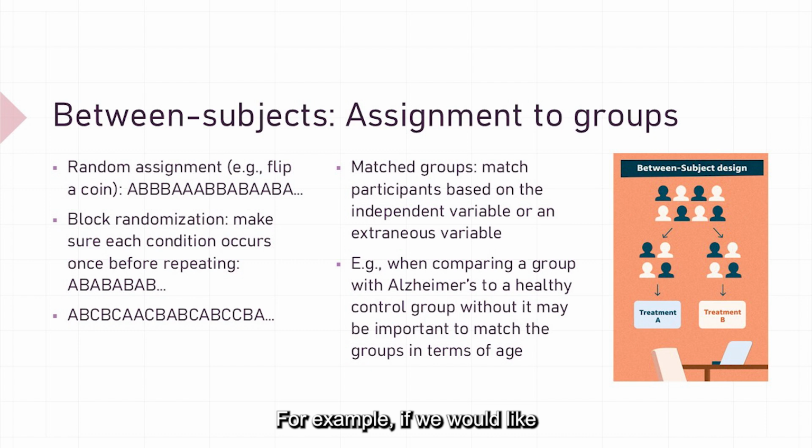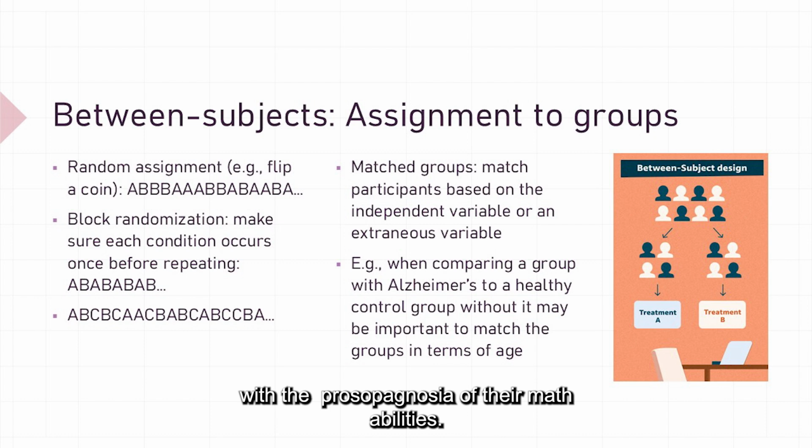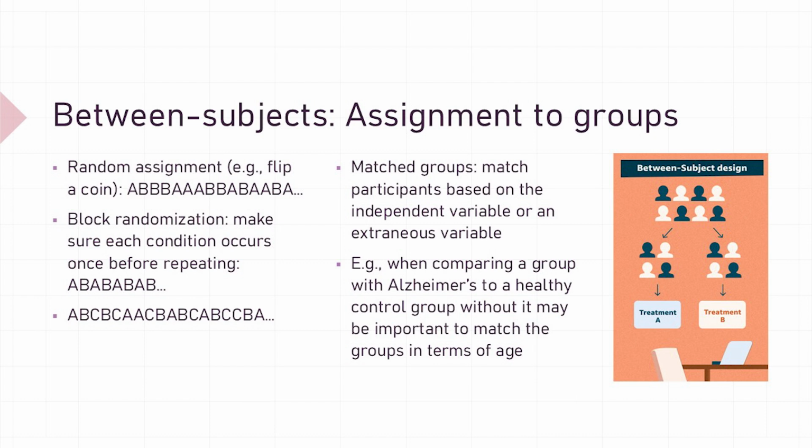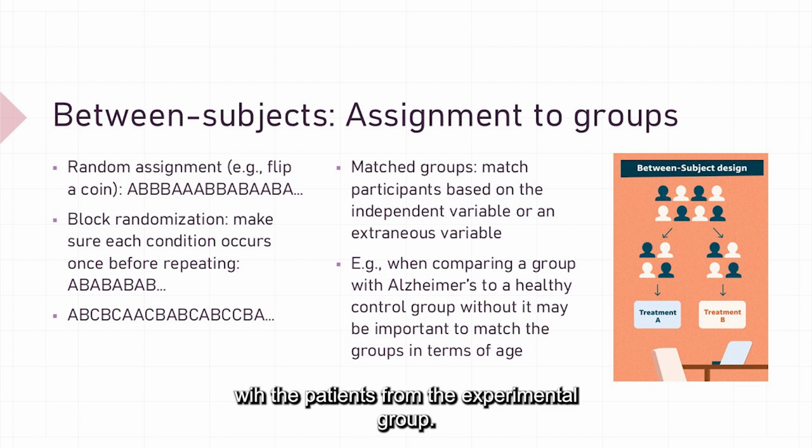For example, if we would like to test a group of patients with prosopagnosia on their math abilities, you will, with a huge possibility, get patients in different ages and genders. In this case, it will be clever to match subjects from a control group on age and gender with the patients from the experimental group.